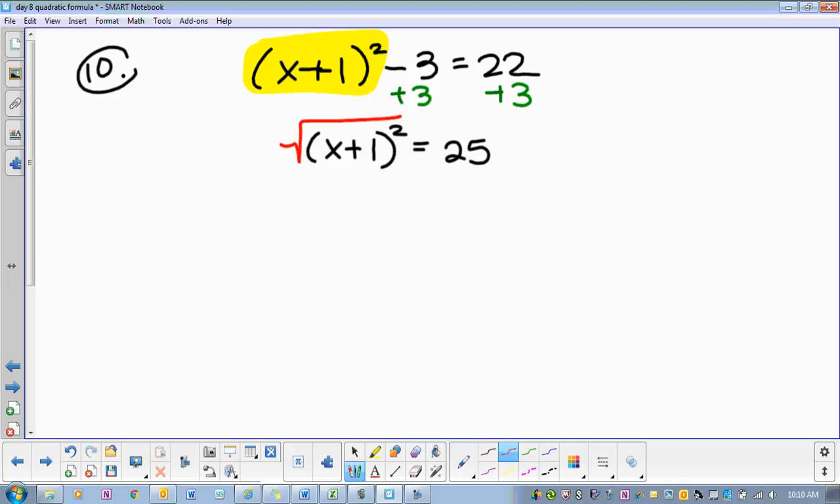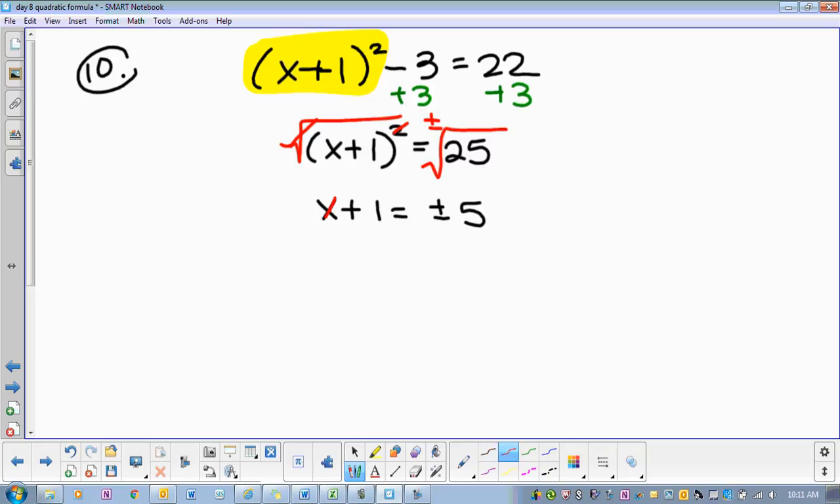Good, square root it. And when you take the square root, you have to put plus or minus. So then those go away. Then you have x + 1 = ±. What's the square root of 25? 5.